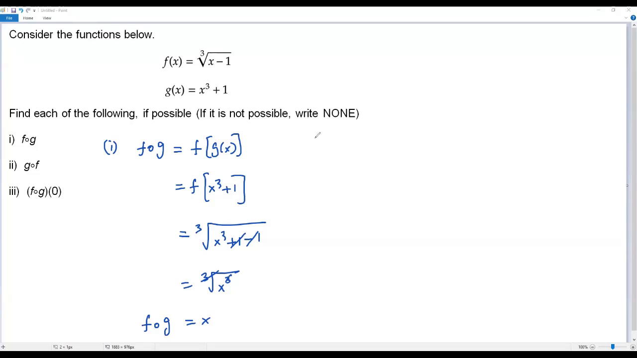Now let's answer the second question. We have to find the composition of the two functions g and f, that is g ∘ f. For g ∘ f, we can write the formula g of f of x. For f of x, we know it is the cube root of x minus 1, so we plug that in and get g of the cube root of x minus 1. Here g of x equals x cubed plus 1. Comparing, we have the cube root of x minus 1 at the place of x.